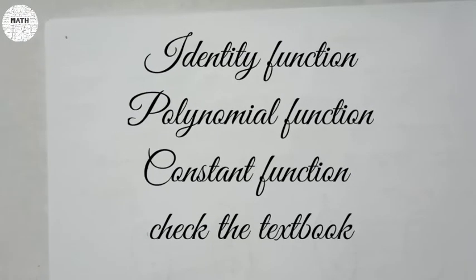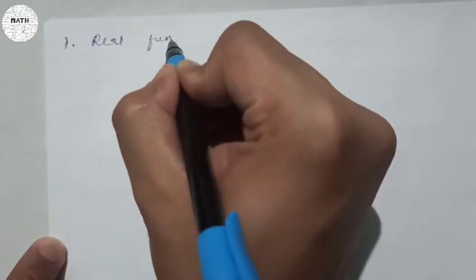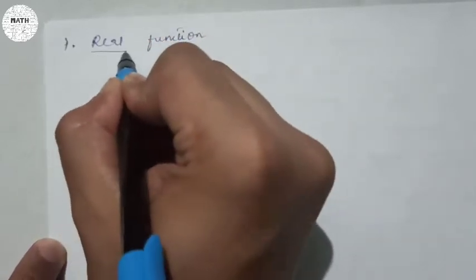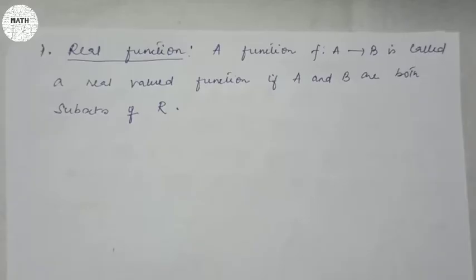Under function also come different kinds of functions, like the identity function, constant function, and polynomial function. I'm going to do just the functions which are important. The first one is your real function. The definition is: a function f: A → B is called a real valued function if A and B are both subsets of R. Remember, the sets A and B should be subsets of the real numbers, that's R.